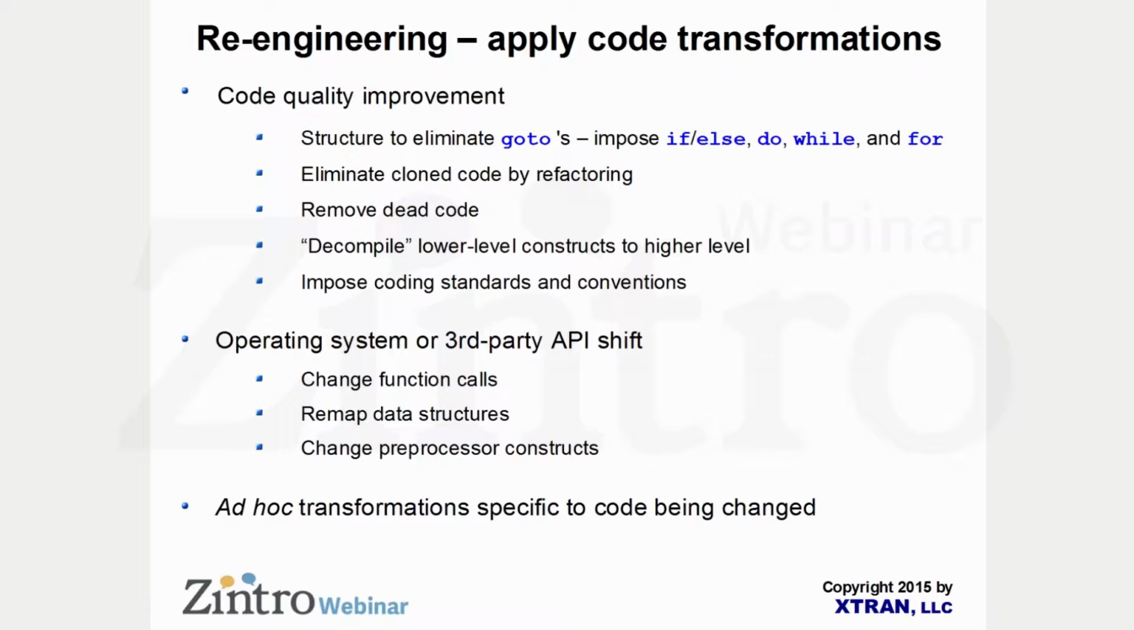First of all, there are going to be different functions to call. There are going to be different data structures. And there may even be different preprocessor constructs if we're dealing with languages that have them, such as assemblers, C and C++, PL1, and so forth. So there's going to be a whole bunch of transformations that need to be done. Fortunately, they're very systematic. We have a set of functionality in the way it was done on our old platform.